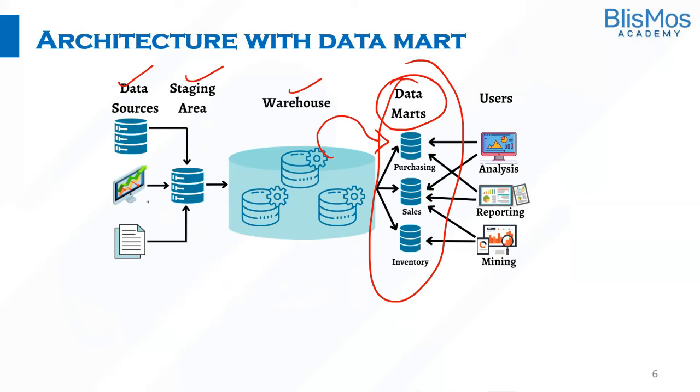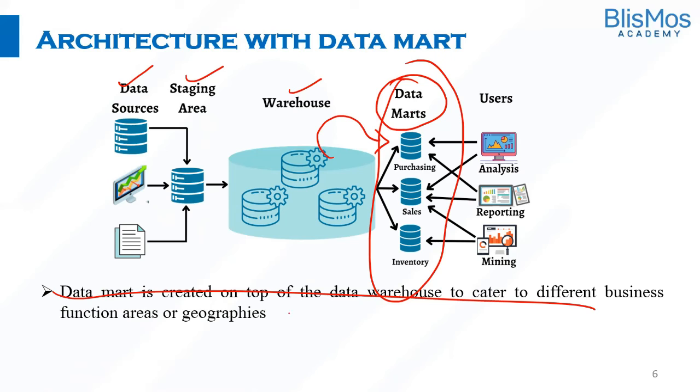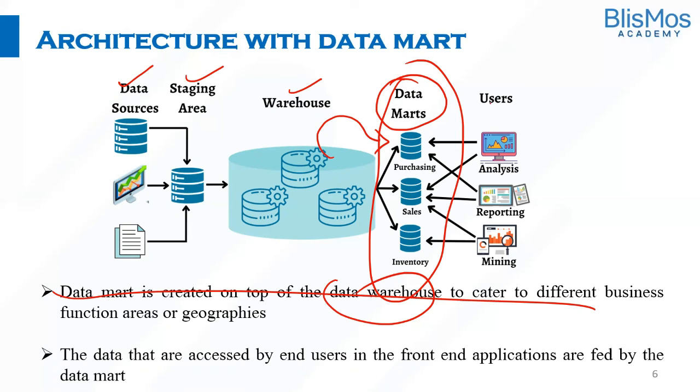In this architecture, we have data sources, staging area, warehouse, and also data marts. The data marts are created on top of the data warehouse to cater to different functional areas or geographies. Whenever you have a data mart, usually the users who want to create a report pull the data from data marts rather than pulling the data from the warehouse.